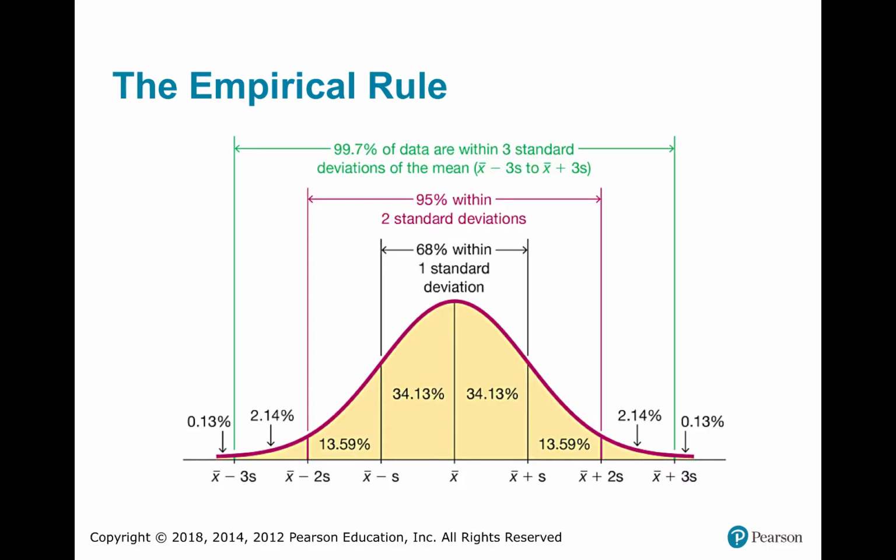The empirical rule tells us about how much of the data we can expect to lie within 1, 2, and 3 standard deviations. The rule goes like this. We can expect about 68% of the data to lie within 1 standard deviation, about 95% within 2, and almost all the data, 99.7%, within 3 standard deviations of the mean.